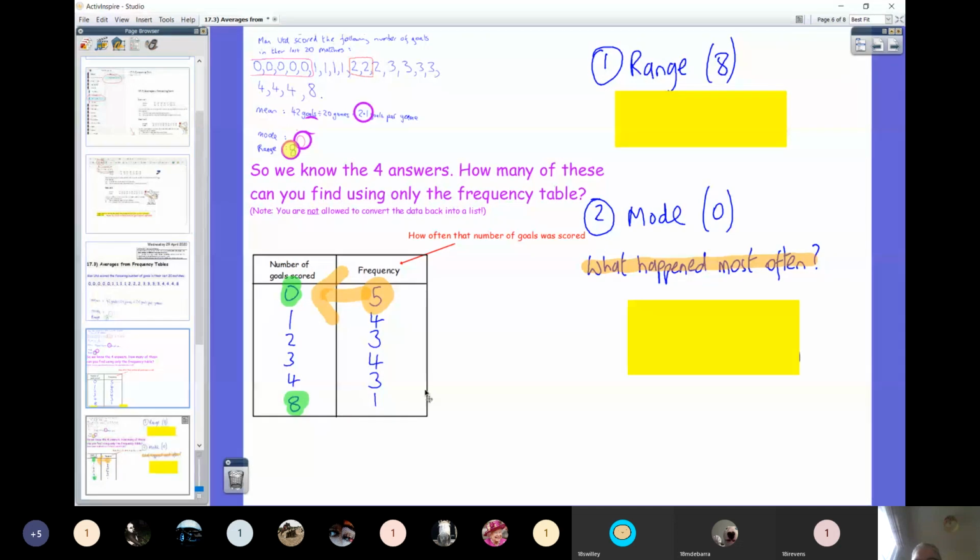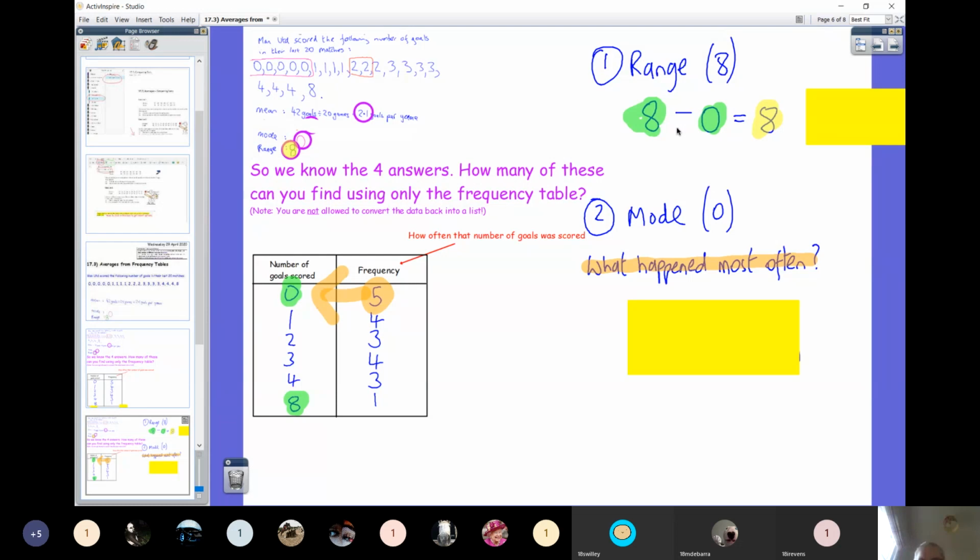How would we work out this information from just a frequency table? Let's start off with the range. I'm doing the easiest one first. We know that the range has got to be 8, because it's the biggest number of goals scored take away the smallest number of goals scored. So if you've just got a table, you look at the biggest number of goals scored, take away the smallest, and that's 8 take away 0, which is 8. That's the easiest one, that's why we've done that first.